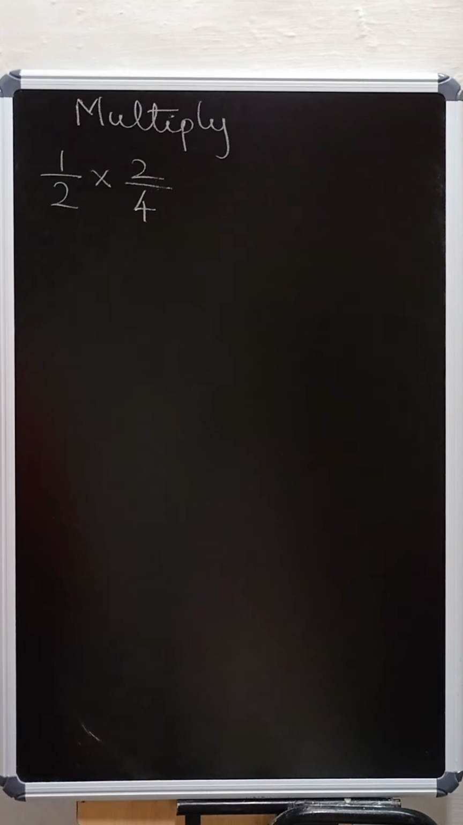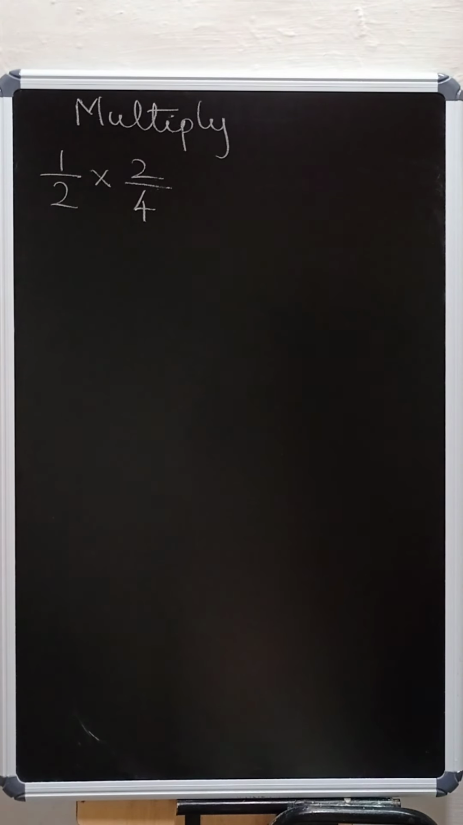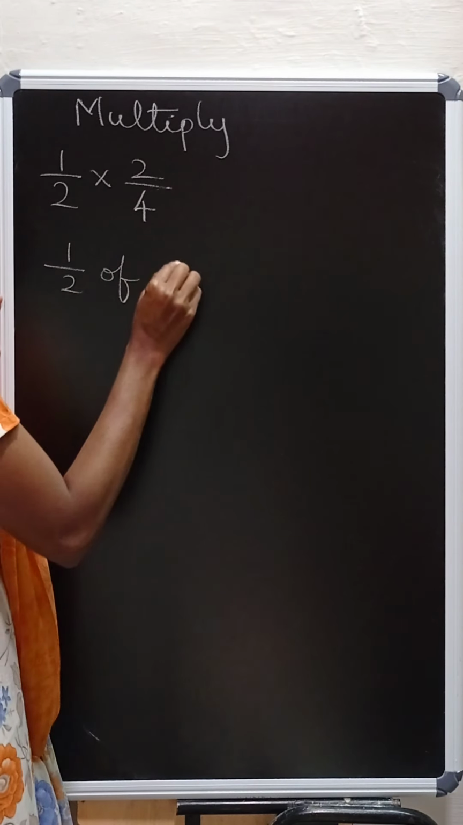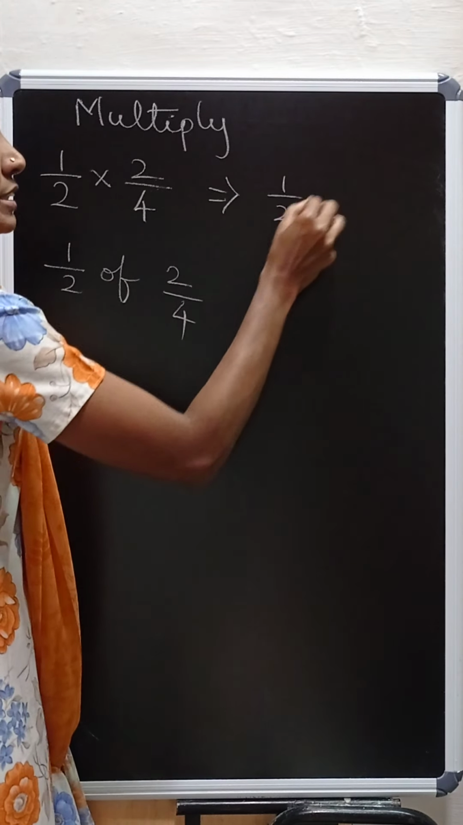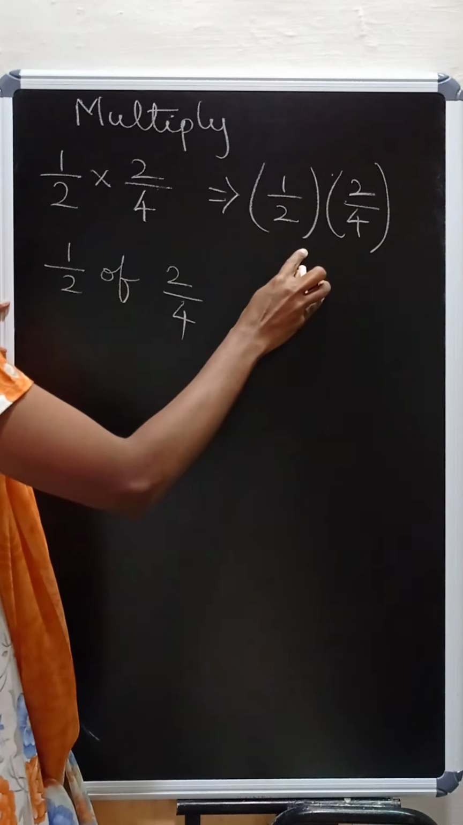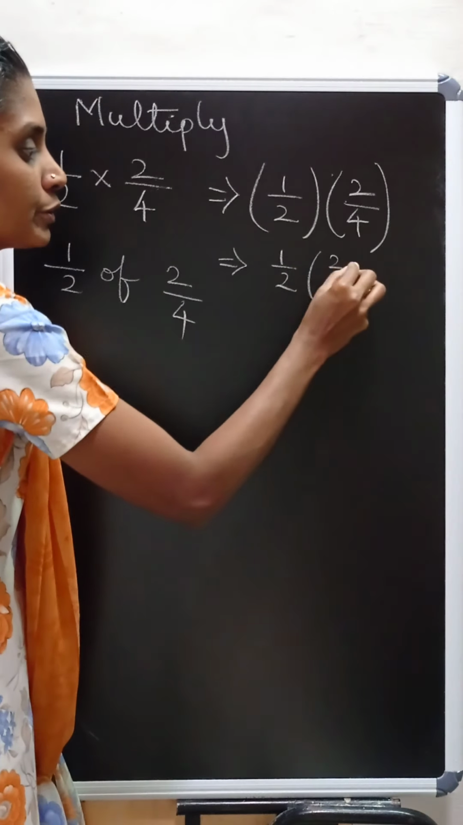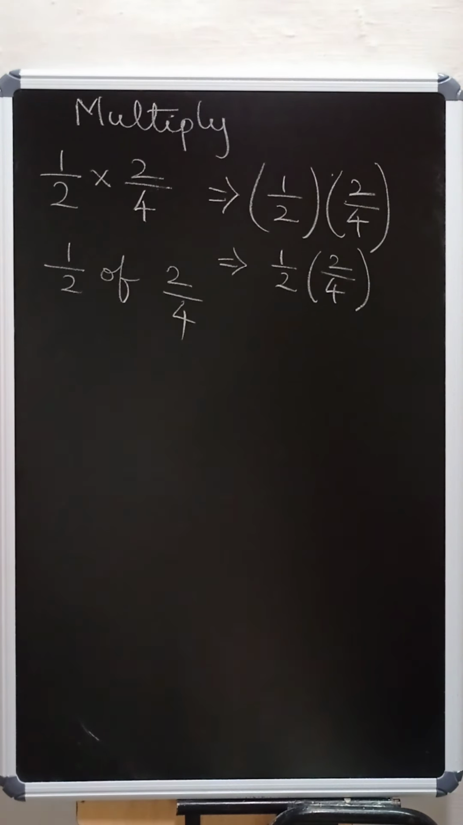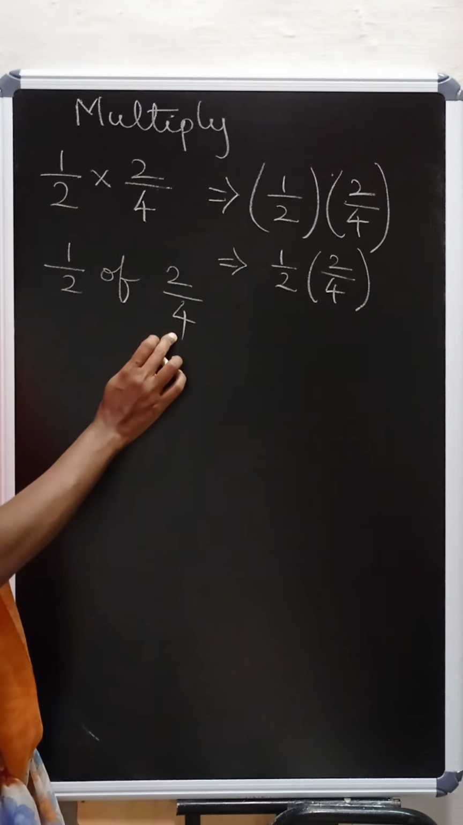Now we will proceed on with the concept. The first sum I am going to do is 1 by 2 into 2 by 4, which means half of 2 by 4. This can also be represented as 1 by 2 (2 by 4), where the brackets mean multiplication, or like this, 1 by 2 into 2 by 4. These are all different ways of representing multiplication. Now this "into" means half of 2 by 4.